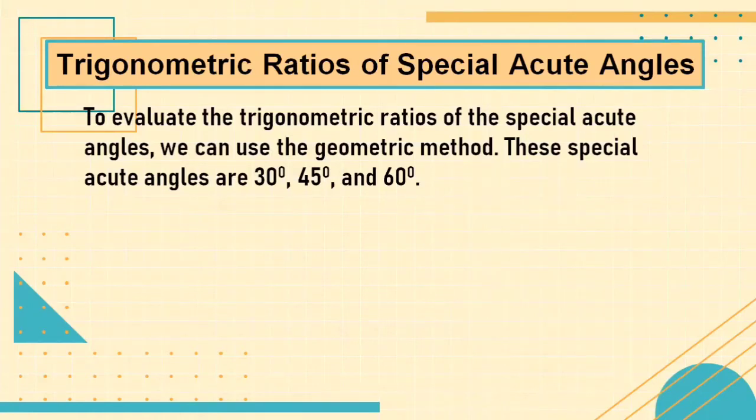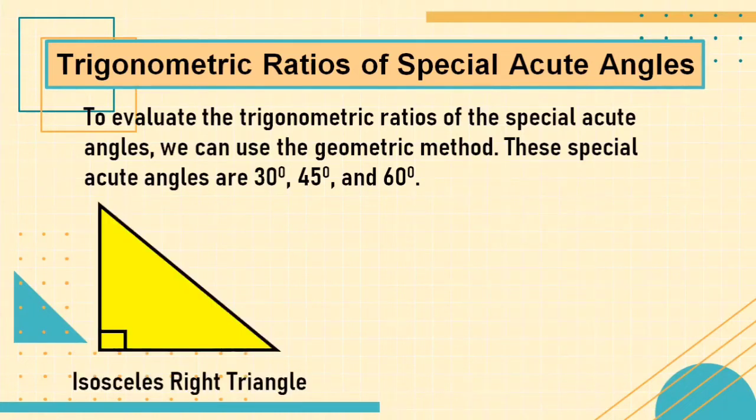Trigonometric ratios of special acute angles. To evaluate the trigonometric ratios of the special acute angles, we can use the geometric method. These special acute angles are 30 degrees, 45 degrees, and 60 degrees. We have our isosceles right triangle. An isosceles right triangle is a triangle whose two sides are equal, plus one hypotenuse. We have also two equal acute angles.